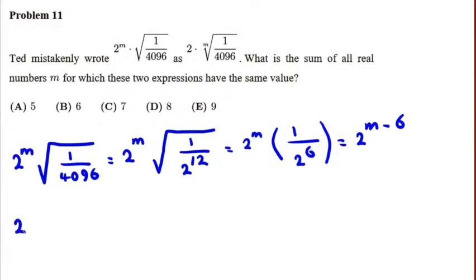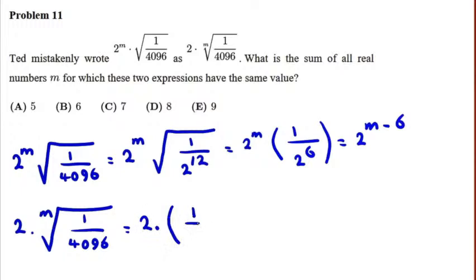The next term is 2 times the mth root of 1 over 4096. And it will be 2 times 1 over 2 to the 12. Because it is the mth root, it will be to the power of 1 over m.